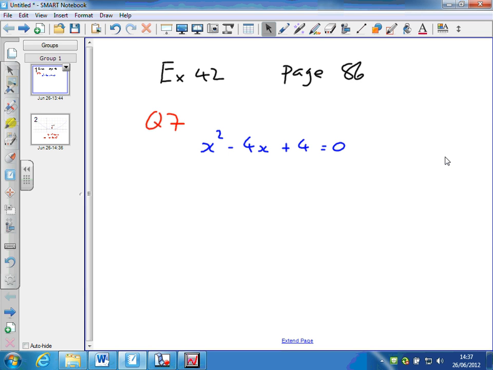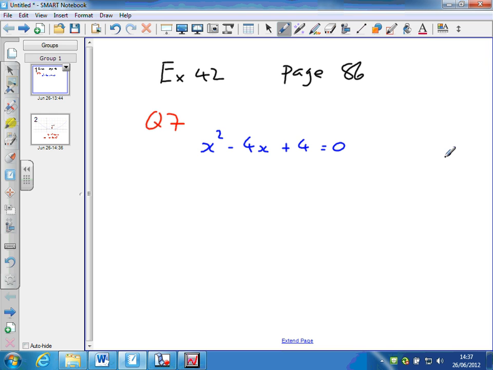Exercise 42, page 86, question number 7. This is the one maybe worth looking at because actually it's an example of what's called a perfect square, which is something that the next section talks about in the textbook, something that's not covered at the BTEC level, but at the foundation degree level we'll be talking about these perfect square ideas.